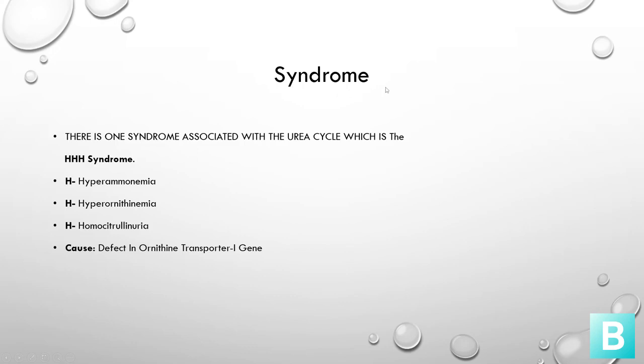Coming to the last part of this presentation, that is one single syndrome associated with this urea cycle, which is known as the HHH syndrome. HHH syndrome includes the following three disorders: hyperammonemia, hyperornithinemia, and homocitrullinuria. The major cause of this syndrome, HHH syndrome, is due to the defect in ornithine transporter 1.